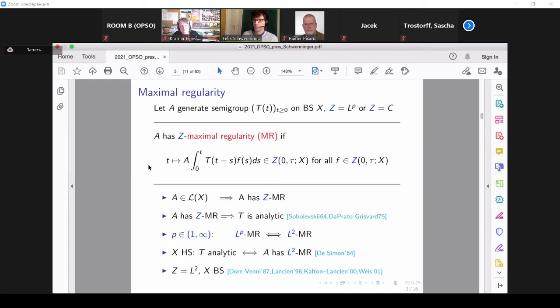Lutz Weiss is maybe one of the most prominent names here, because this related then to the so-called notion of R-boundedness and R-sectoriality, which turned out to be the right concept to study these things in non-Hilbert spaces. Unfortunately, I will not talk about this in this talk, so I will leave it with that at the moment, but I should say that this is something really, on its own right, a very interesting subject.